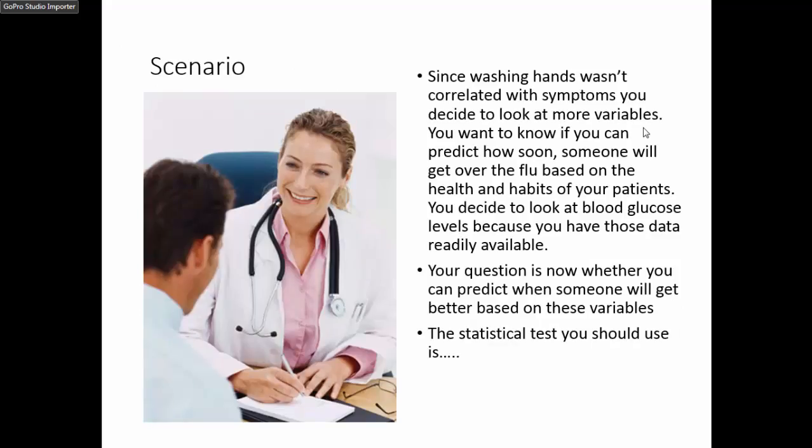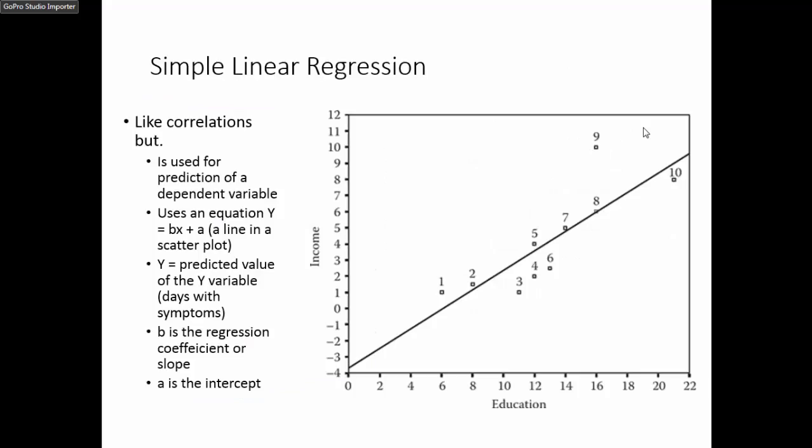All right, so since washing hands wasn't correlated, we decided to look at some other variables. Only this time we want to see if we can predict how many days it will take someone to recover based on a different variable. And the variable we're going to look at is blood glucose levels. So this is different from a correlation because we are looking at the ability to predict. Whereas correlation was just whether they're associated with each other, now we want to know how well they predict. So the test we're going to use is called a simple linear regression.